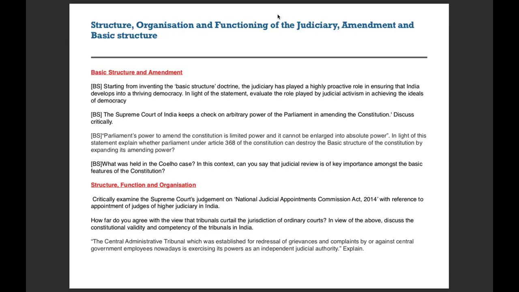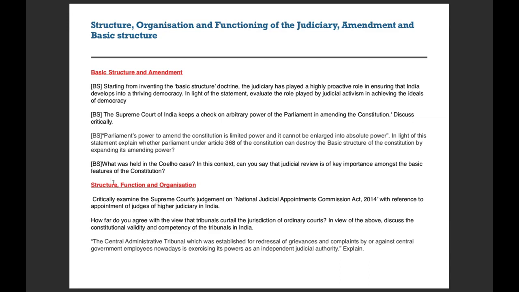Then another topic is the judiciary, and how the judiciary invented the basic structure of the constitution. Basic structure is very important. Four questions have been asked on this, and all are mostly the same: how inventing the basic structure helps in a thriving democracy, and how it has helped in checking arbitrary power. Again, it has limited the power of the parliament to amend. So you have to cover the basic structure concept and Article 368 of the Constitution in a very holistic manner.